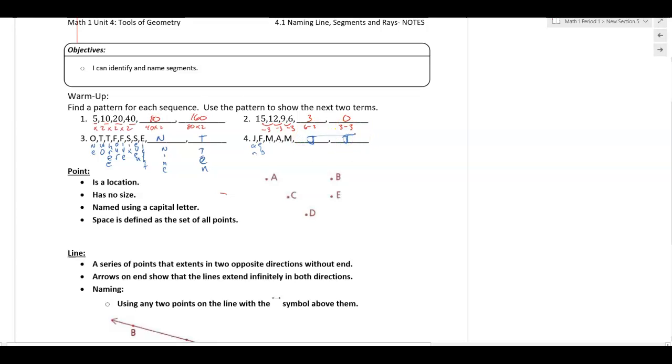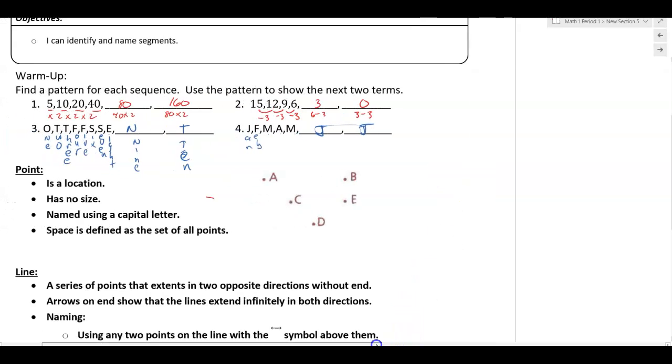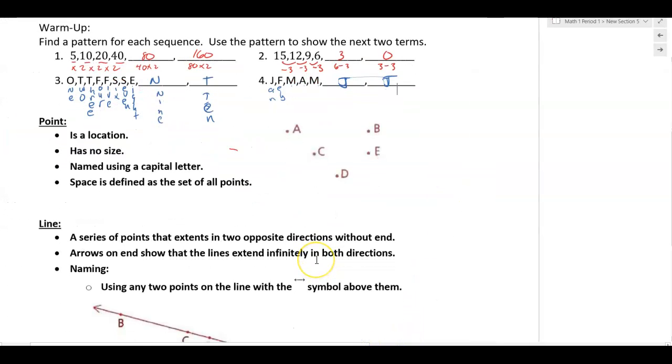Okay. So recognizing these patterns is very important. But even more important is knowing what vocabulary is and how to name specific things. So first, we're going to start with a point. A point is a location, right? And if you look at your GPS unit, it doesn't matter how big or small your location is. It's your location.